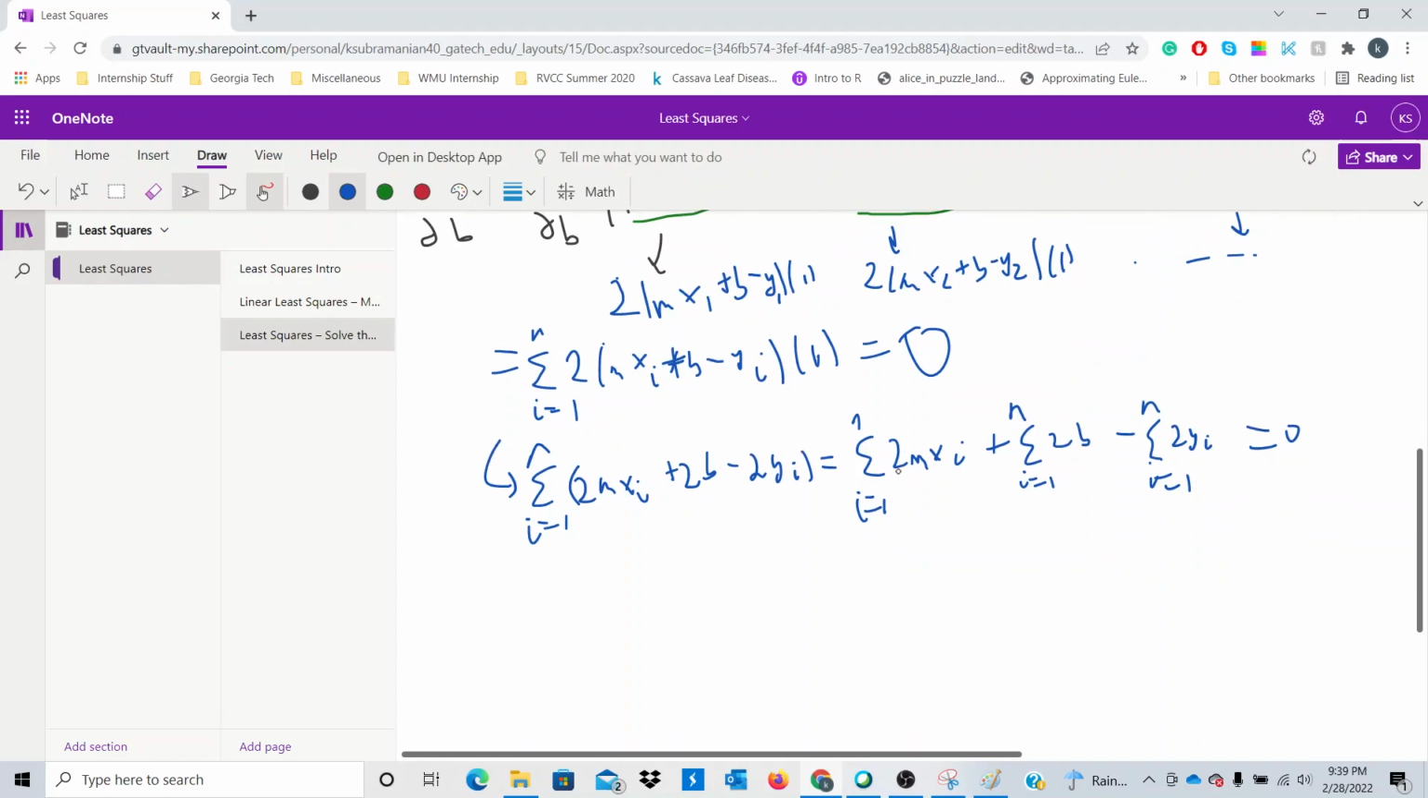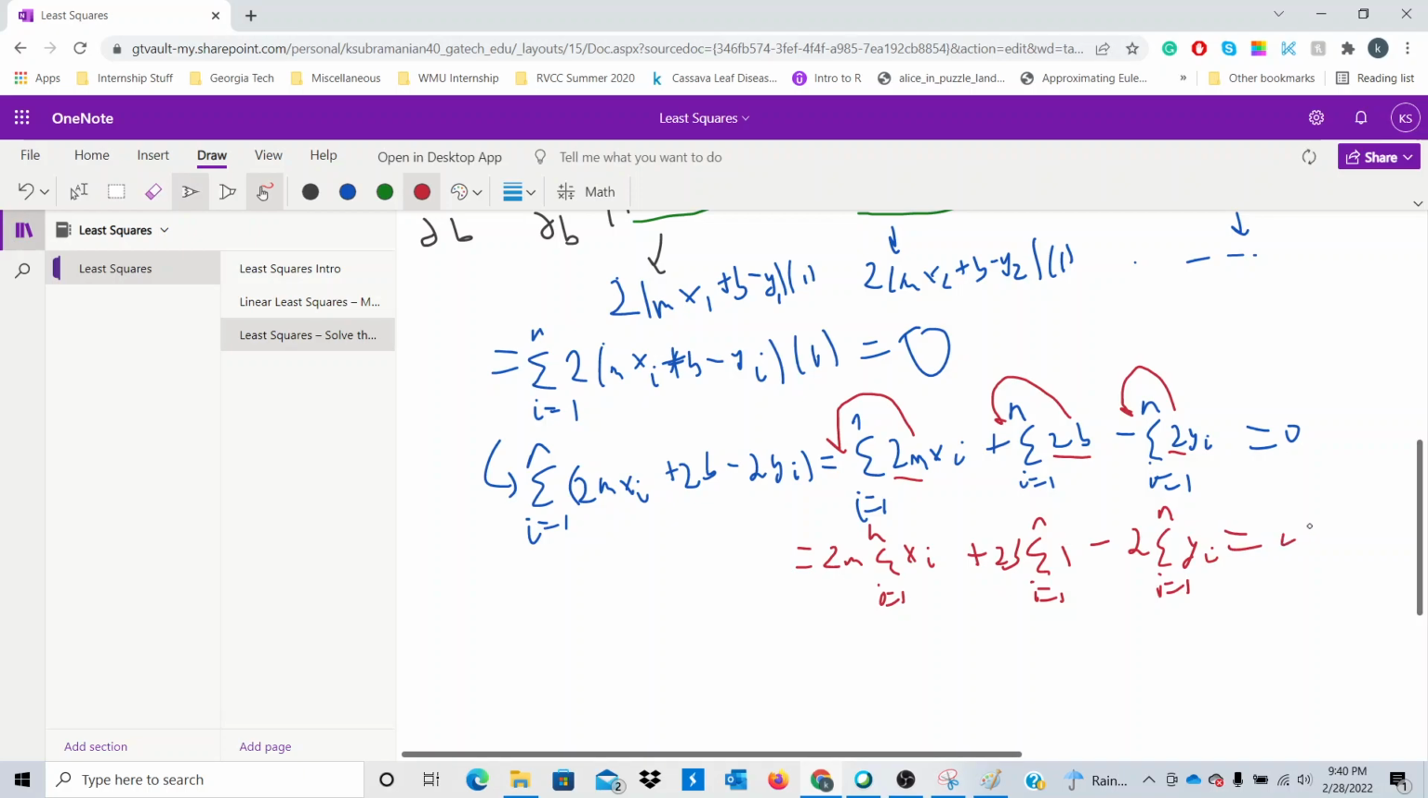Now what do we notice? When we have constant multipliers in sums, we can pull out the constant multipliers. This 2m is a constant multiplier, so we can pull this out. The 2b is a constant as a whole, so we can pull it out. And this 2 here is a constant, so we're going to pull it out. So this is going to be 2m times the summation from i equals 1 to n of x sub i, plus 2b times the summation from i equals 1 to n of 1, minus 2 times the summation from i equals 1 to n of y sub i. And now this is going to equal 0.